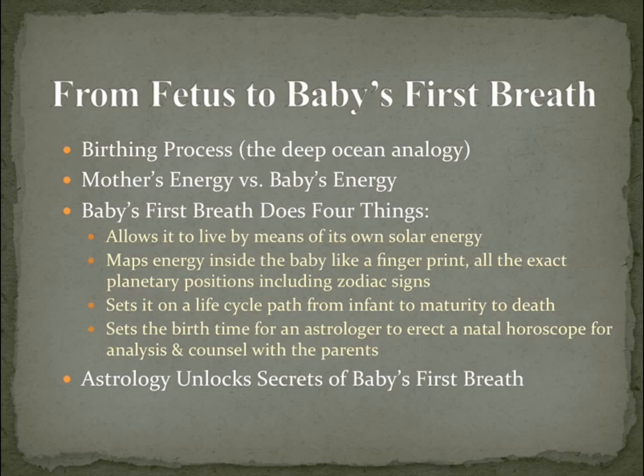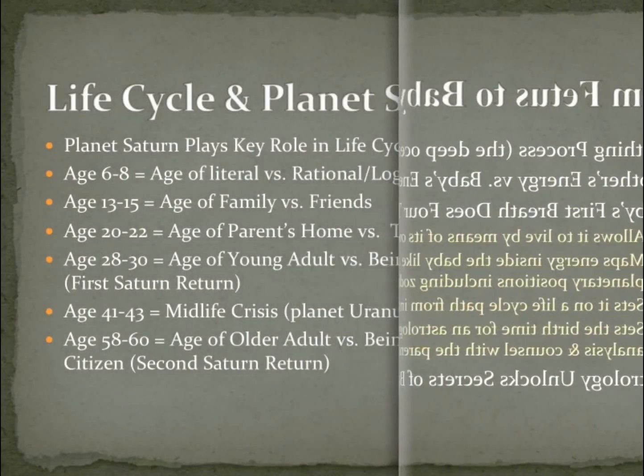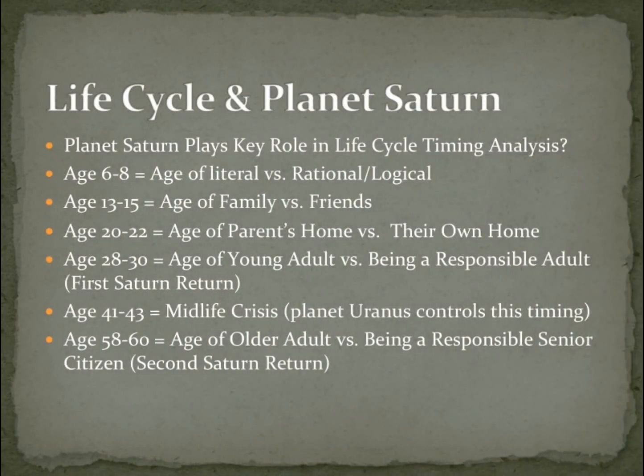Next, I will talk about the human life cycle and planet Saturn's involvement. Once a baby is born and takes its first breath, its life cycle begins. An astrologer can track this life cycle in a number of ways once he or she constructs the baby's horoscope. One of the ways is to use the sun's placement in the chart.